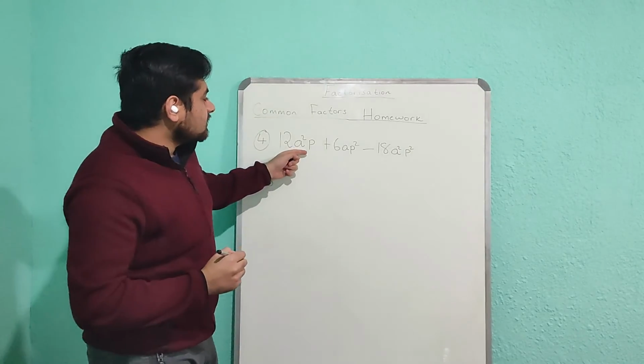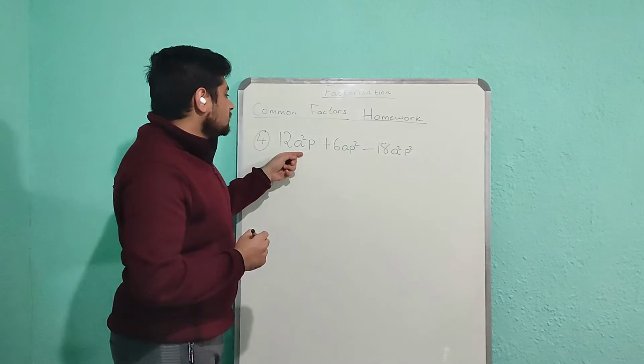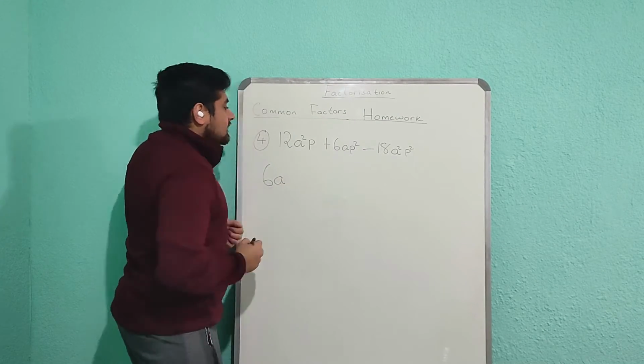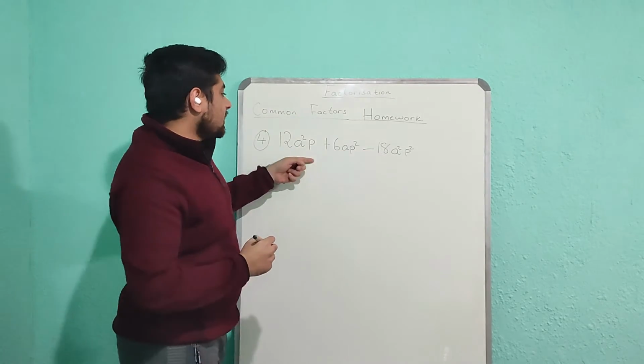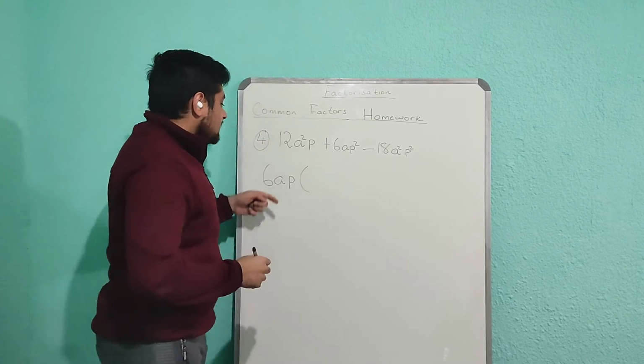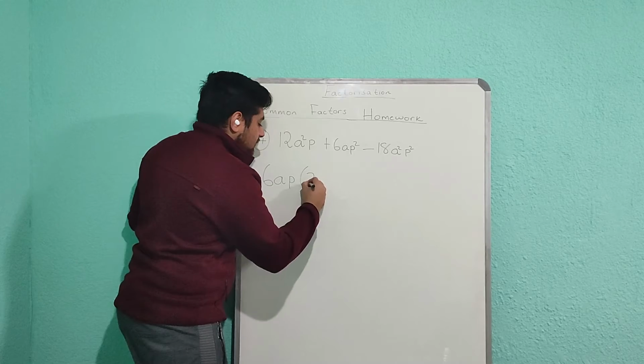And in terms of A, we know that we need to select the one that has the smallest power. So what is the smallest power here? A to the power of 1, therefore we write A. And in terms of P, what is the smallest power? P to the power of 1, so we write P, open the bracket. Now we got a number here. How many times does 6 go into 12? 2 times, so we got 2.